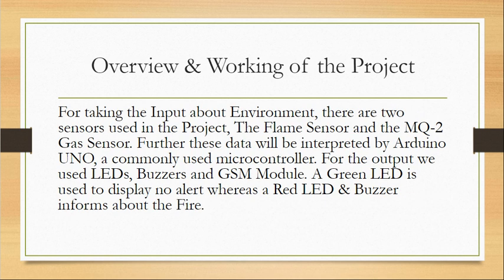For taking the input about the environment, there are two sensors which we have used in the project. The first one is the flame sensor, and the second one is the MQ2 gas sensor. Further, this data will be interpreted by Arduino Uno, and for the output, we used LEDs, buzzers, and a GSM module, as I explained before. A green LED is used to display when no alert is there, and a red LED and buzzer inform about the fire.